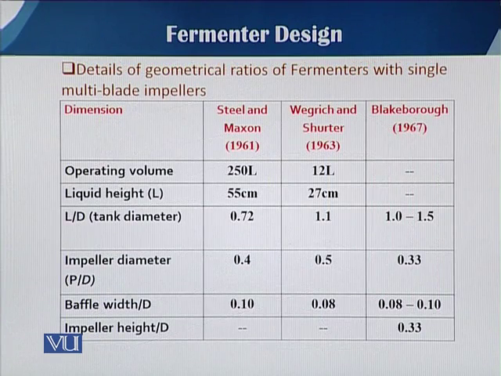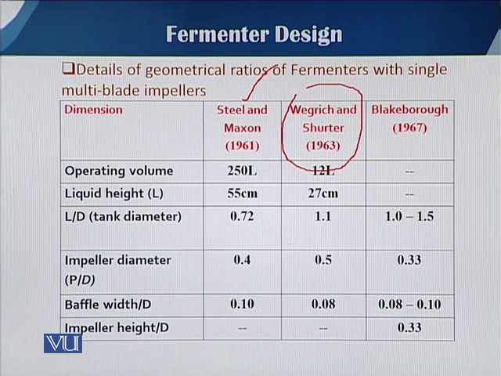If we want to design a fermenter having a single impeller, in the literature there are 3 different models reported. One model was reported by Steele and Maxson in 1961, the second by Wagerich and Shelton in 1963, and the third, which is very famous, is the fermenter with a single impeller reported by Blackborough in 1967. According to these 3 models, they mention different geometrical ratios.